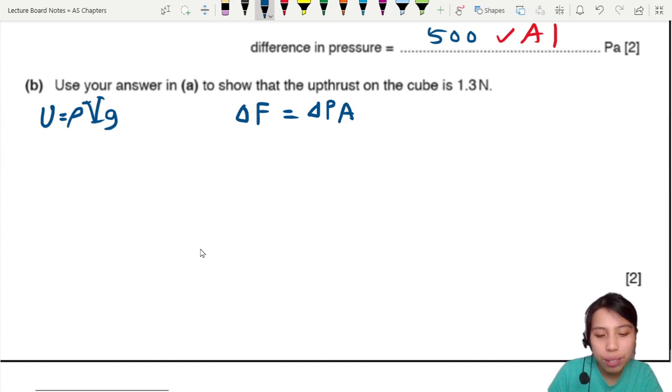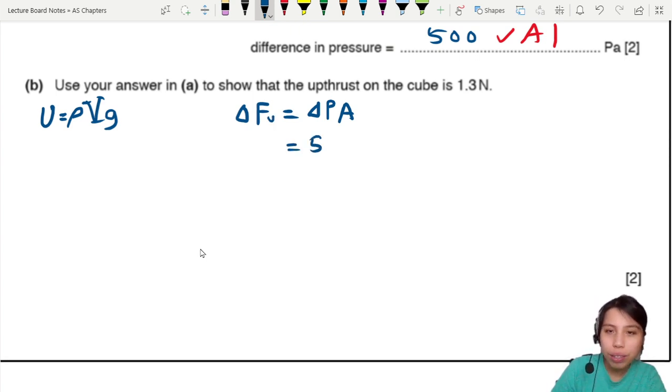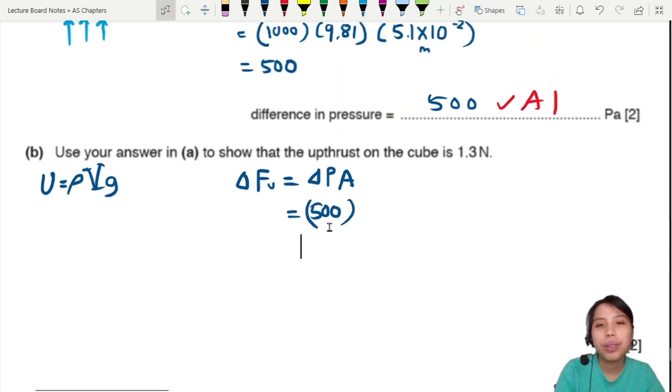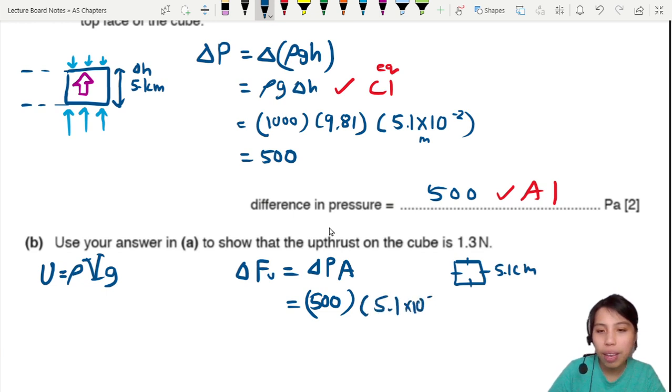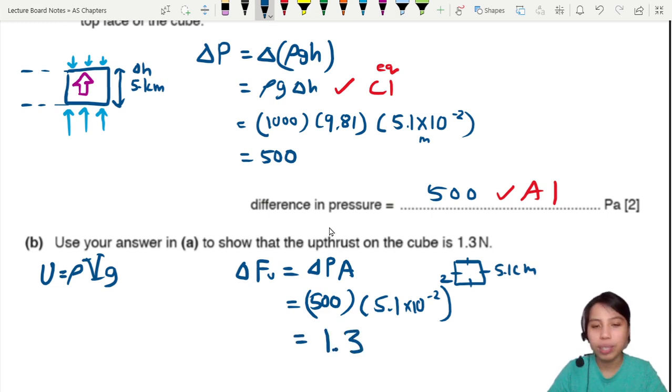So if we use this, this is the upthrust. This will be 500 pascals times a cross-section area. What is a cross-section area? Okay, we got to look at our cube here again. So the cube area, I assume is a square. All sides equal and one side is 5.1 cm, right? So my area here will be 5.1 cm squared. That will be an area of a cube. And if I use this method, I will get 1.3 newtons.